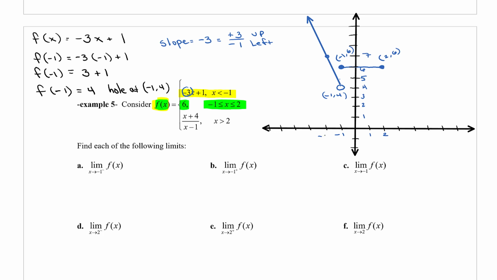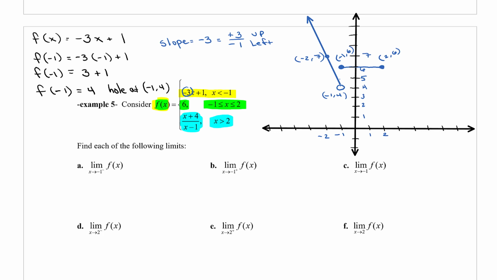Now we need the third piece. The third piece says f of x equals x plus 4 over x minus 1. I'm going to highlight that piece in blue, as well as the inequality that represents the domain over which this is defined. So I've gone ahead and highlighted the x plus 4 over x minus 1 in blue, and the condition x is greater than 2 in blue as well.